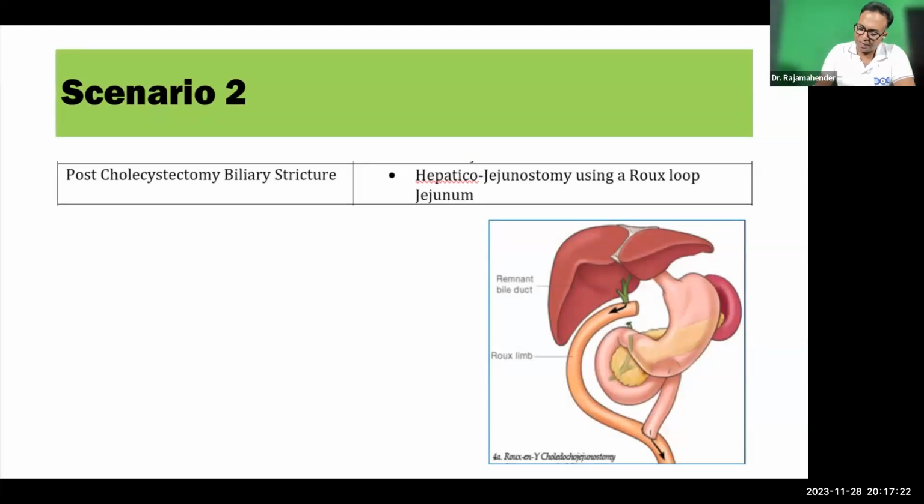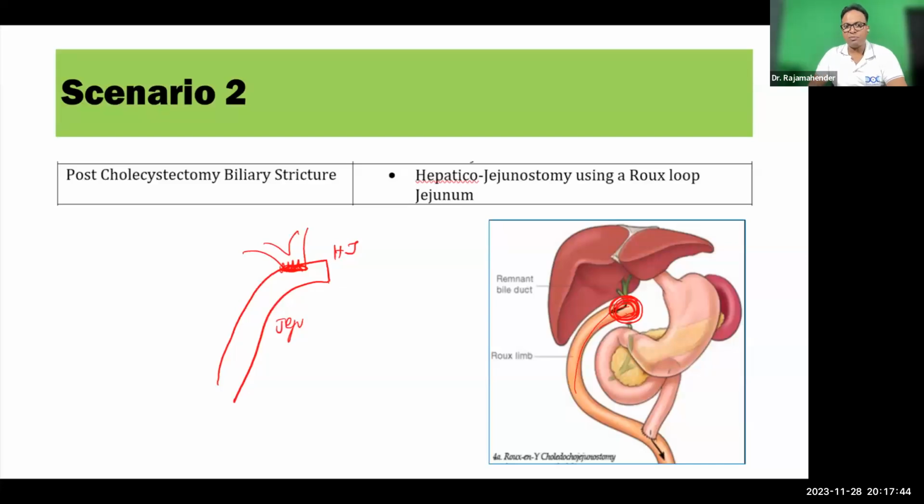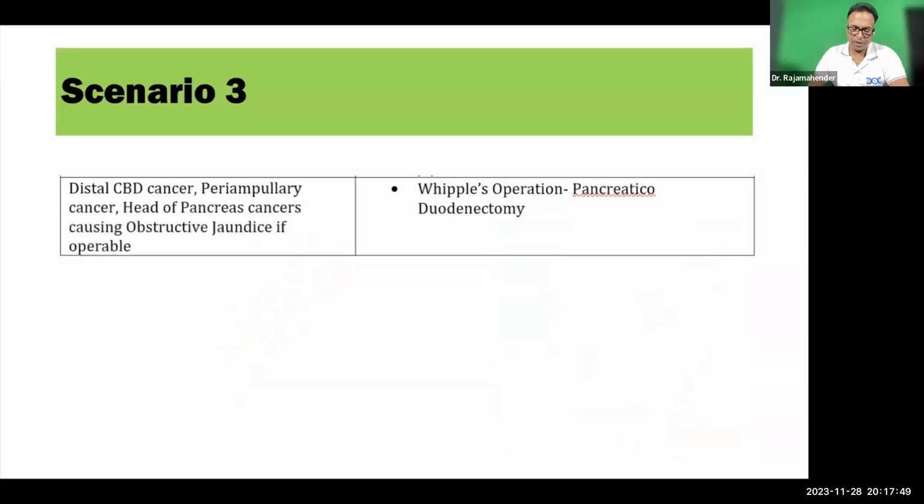Scenario 2. If a patient had previous surgery and has a bile duct stricture like this causing jaundice, I will bring a loop of jejunum and anastomose like this. This is known as hepatico-jejunostomy, HJ, for post-cholecystectomy biliary stricture causing jaundice.